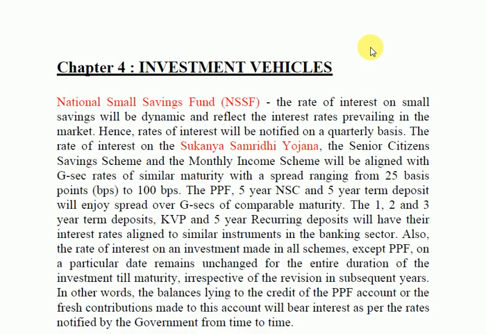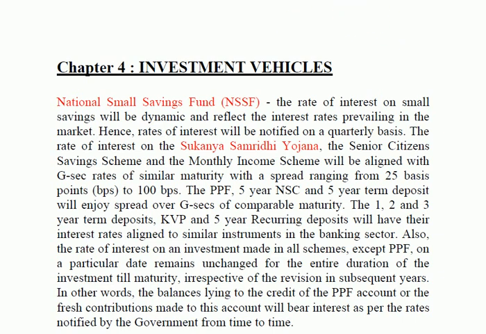We are going for NISM series, especially for Investment Advisor 10A. In this video, we will be covering Chapter 4, that is Investment Vehicles. So let us start with National Small Savings Fund, that is NSSF.